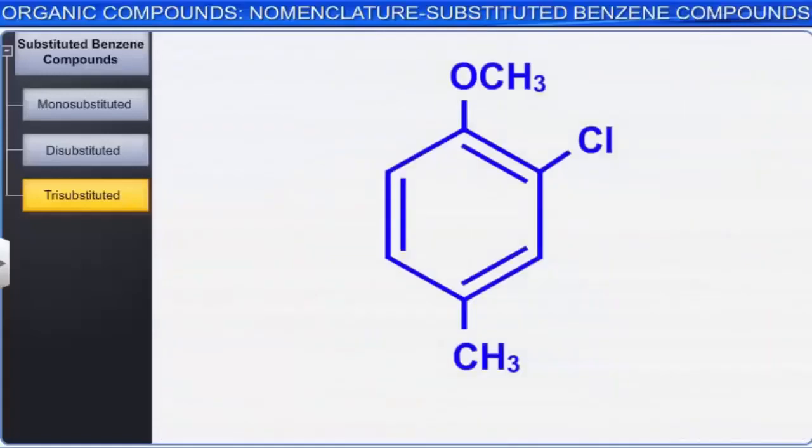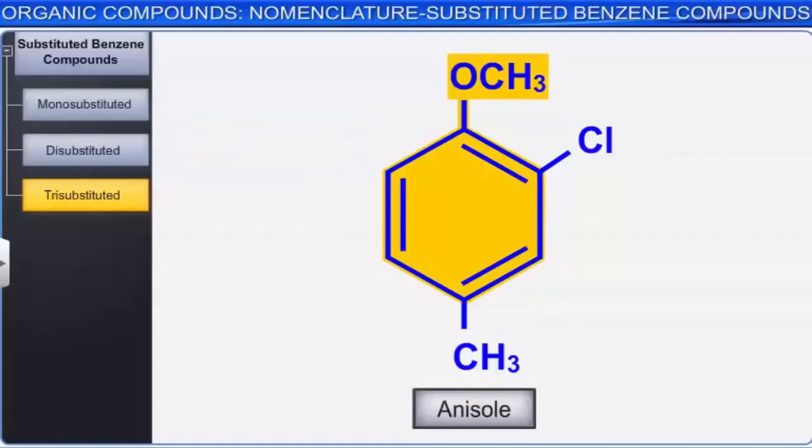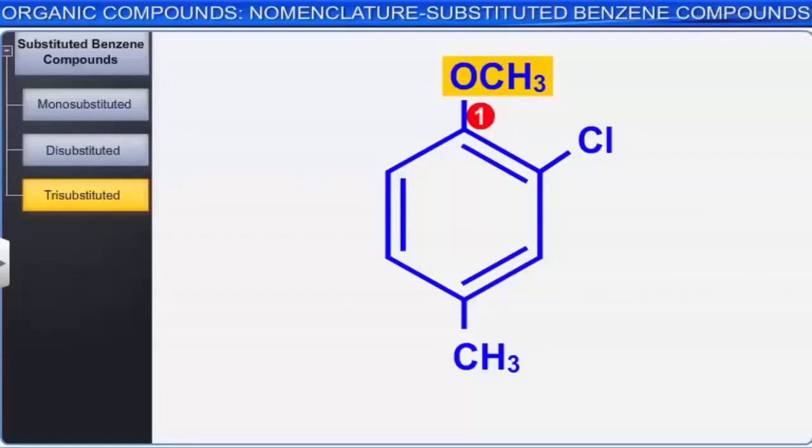In certain cases, the common name of the benzene derivative is taken as the base compound. Thus, anisole is a base compound in the following structure. The numbering of the carbon atom starts from the carbon bearing substituent of the base compound. Thus, the carbon bearing substituent of the base compound, methoxy, is assigned the number 1. Then, the direction of numbering is chosen in such a way that the next substituent gets the next lowest number.